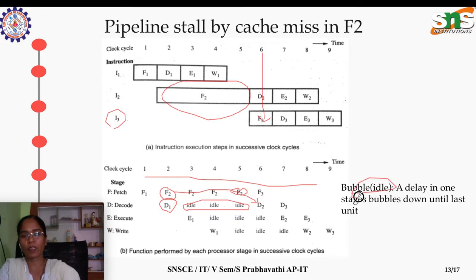So bubble means an idle period that will delay the forthcoming stages of the pipeline, until it reaches the last unit of the pipeline. Okay, so this is said to be the bubble. It bubbles through the next stages until it reaches the last stage. This is an alternate way of representing the instruction execution, and this is all about delay in getting the instruction. This is an example for instruction hazard.